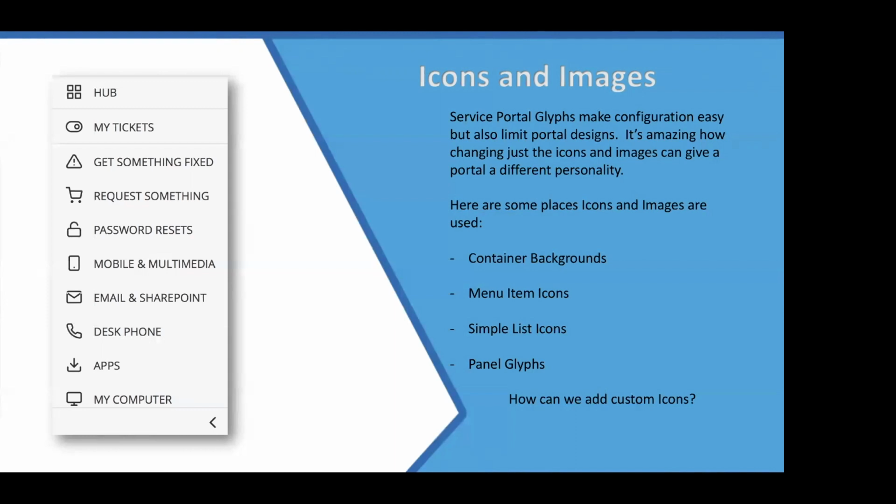So some of the different places that we can leverage our icons and images are in container backgrounds, which I'm sure we're all familiar with if you've touched Service Portal at all. Menu item icons, like you can see in the image at the left. Simple list icons. So simple lists can include images and icons. And also a lot of your different panels, a lot of your different widgets support configuring some sort of glyph icon to put in the top of that panel. So how can we go about leveraging some of these custom icons and getting away from just the basic glyph icons?